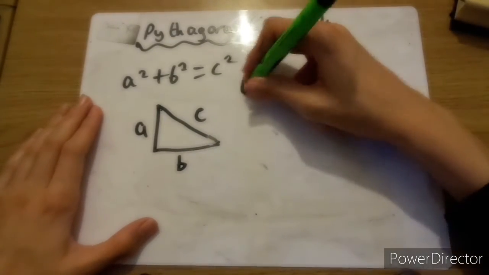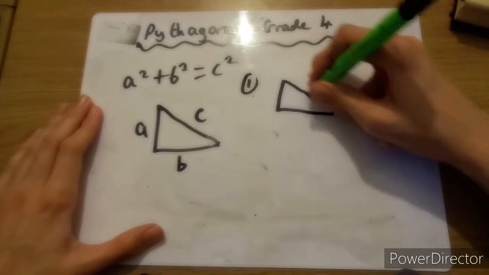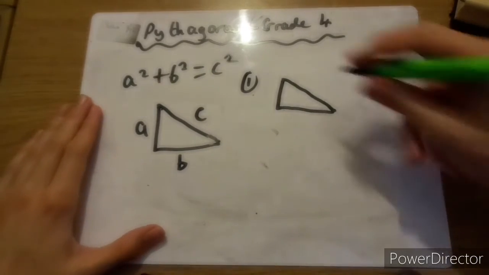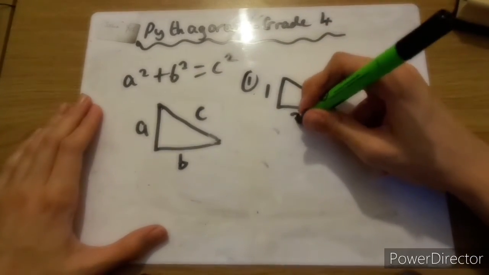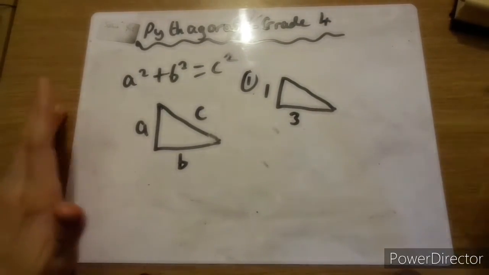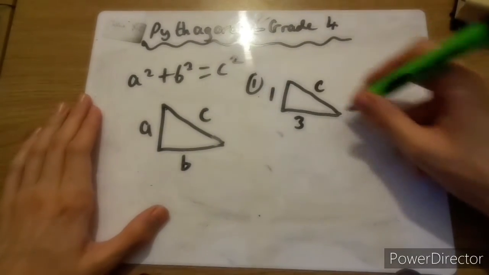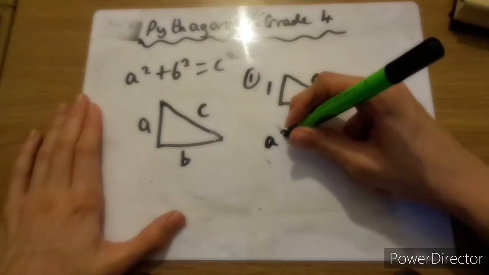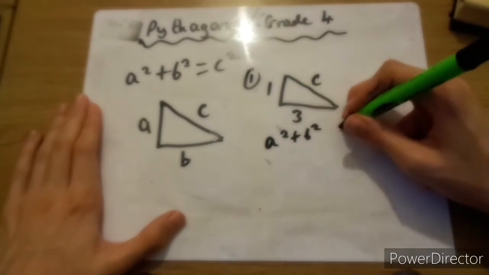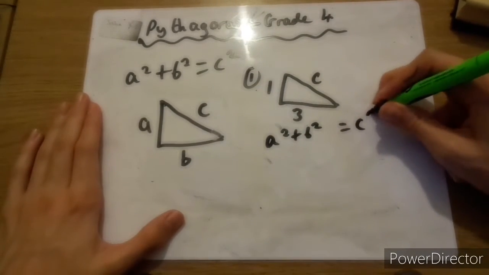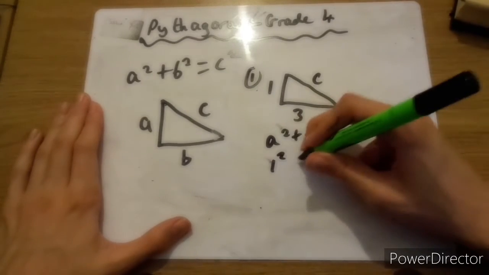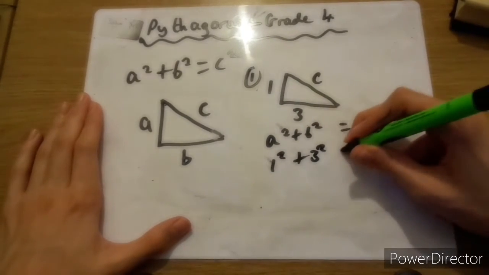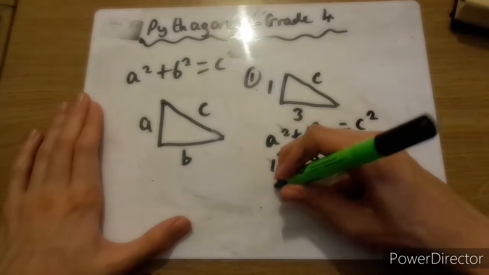So an example could be, let's just draw another triangle. A is 1 centimeter, B is 3 centimeters, and this length is C centimeters, because no one knows what that is. So it's going to be A squared add B squared is equal to C squared. That's 1 squared and 3 squared, equals C squared.